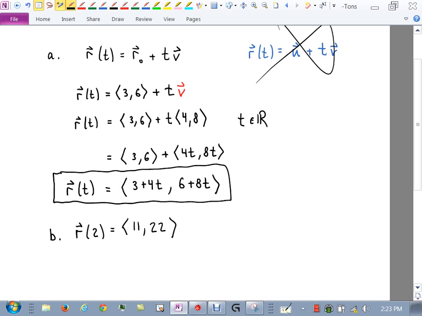R of 2 would be 1122. And so technically, the point on the line would be the point 1122. This is a vector that points to that point, right? So that is another point. Now, you could have different answers depending on what you use, right? I just chose 2. You could have picked -2, 3, 5, pi, e.